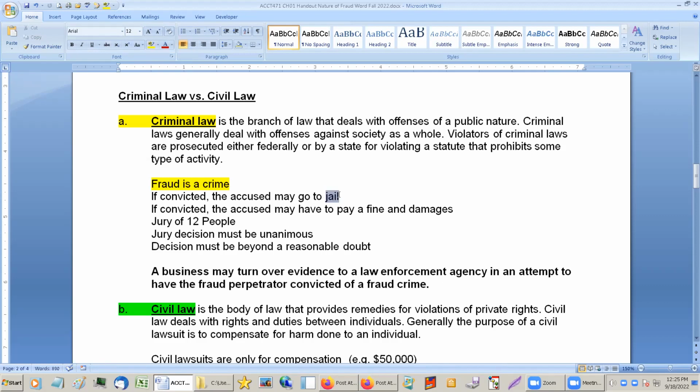So you can go to jail for these, pay a fine. They have a jury, 12 people. The jury's decision must be unanimous. And the decision, this is very important, must be beyond a reasonable doubt.